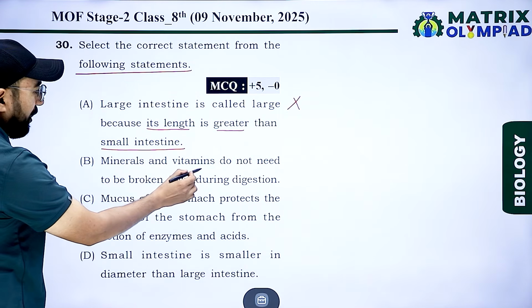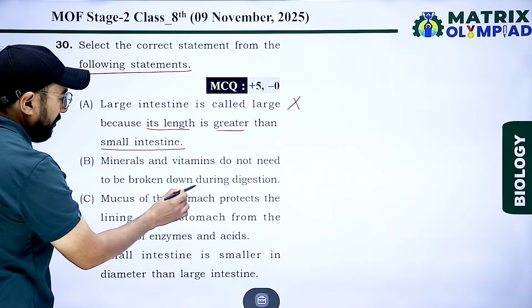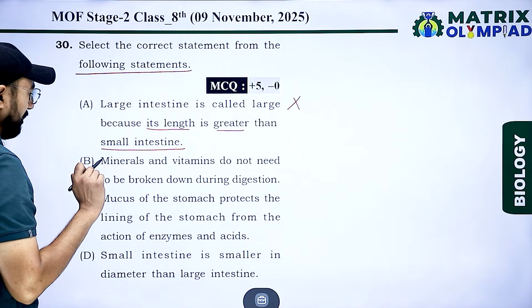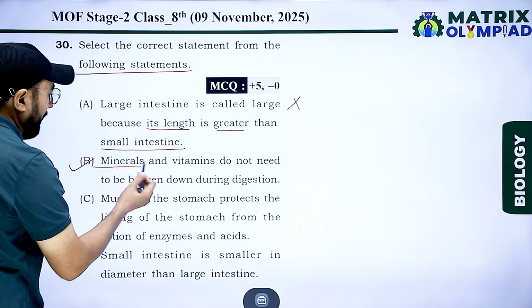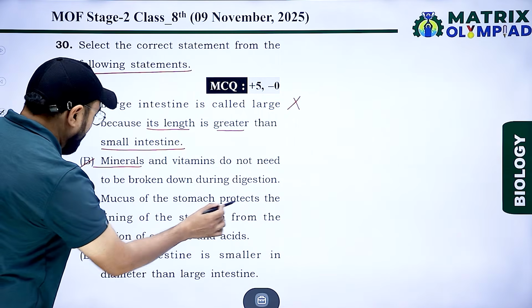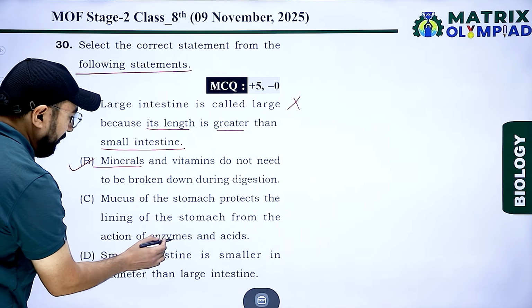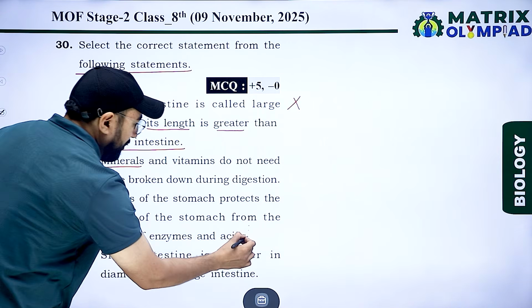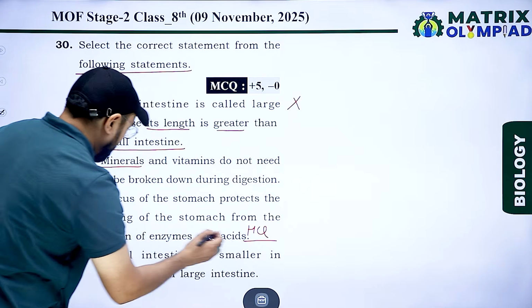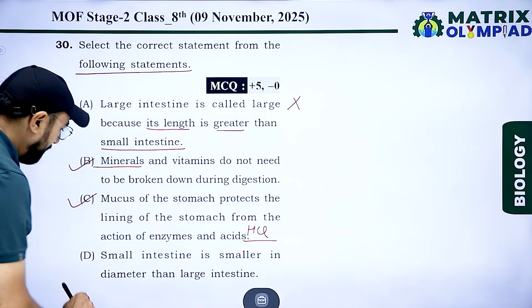Mineral and vitamin do not need to be broken down during digestion, right? Directly absorbed. And mucus of the stomach protect the lining of the stomach from the action of enzyme and acid. Acid is HCl. So, option C is right.